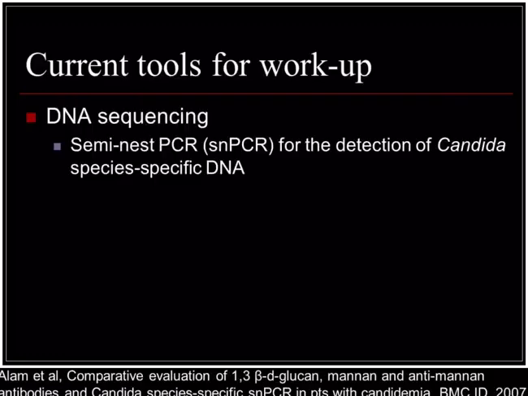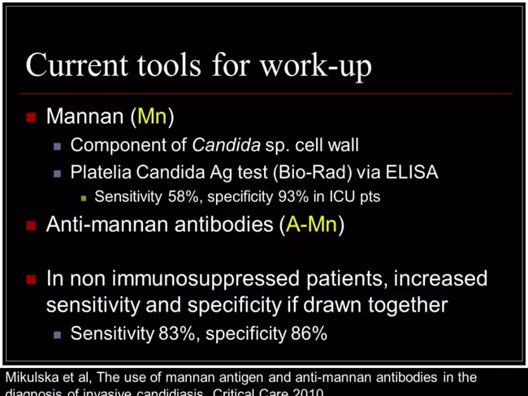There are certain DNA sequencing methods, like SNP PCRs, for detection of Candida species DNA. We do not use that at our facility. This is more about education. There are mannans and anti-mannan antibodies.